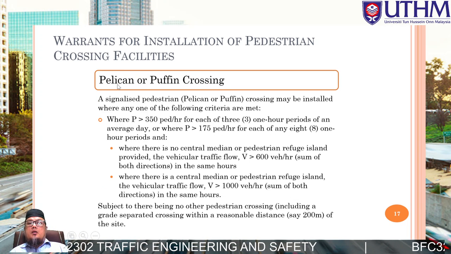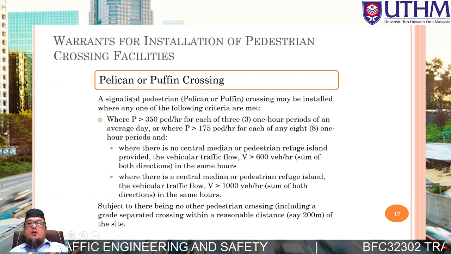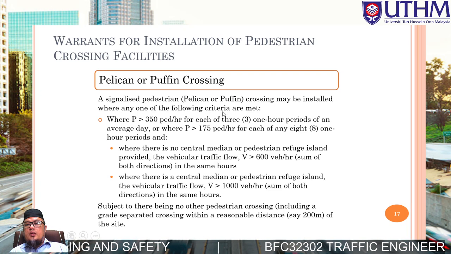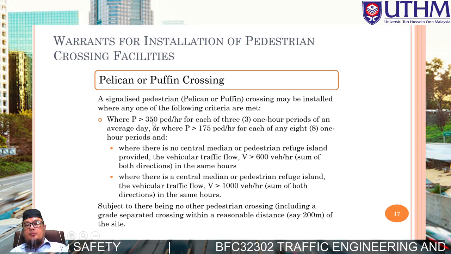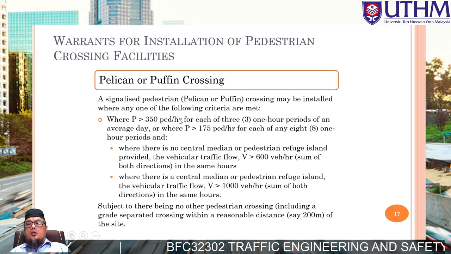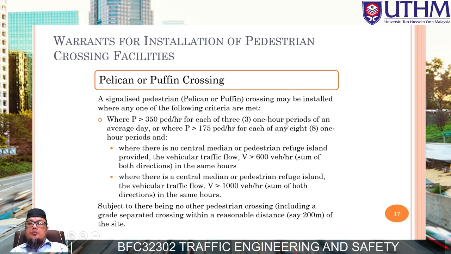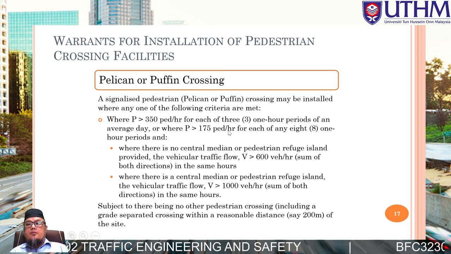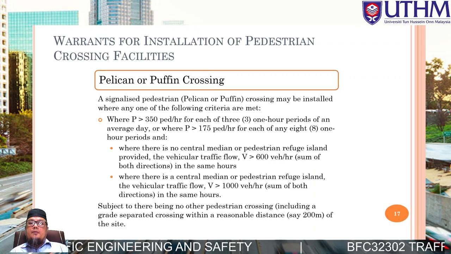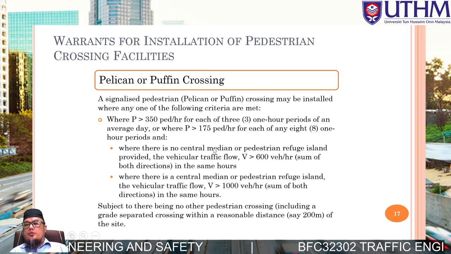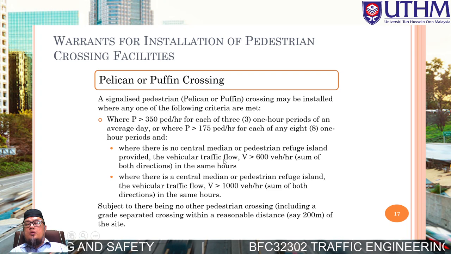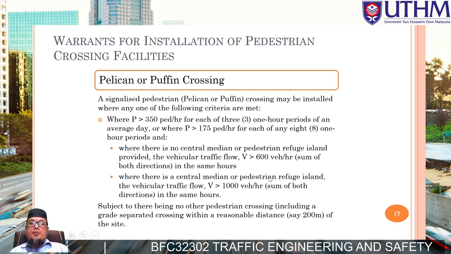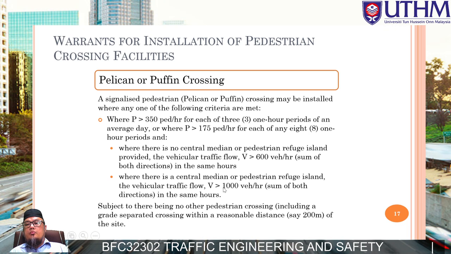Okay, next, the third one is pelican or puffin crossing. A signalized pedestrian crossing may be installed where any one of the following criteria is met. So the pedestrian volume is over 350 pedestrians per hour for each of 3 hours on an average day, or over 175 pedestrians per hour for an 8 hour period. And also where there is no central median or pedestrian refuge island provided, the vehicular traffic flow is over 600. If there is a central median or pedestrian refuge island, the traffic flow volume is to be greater than 1,000.